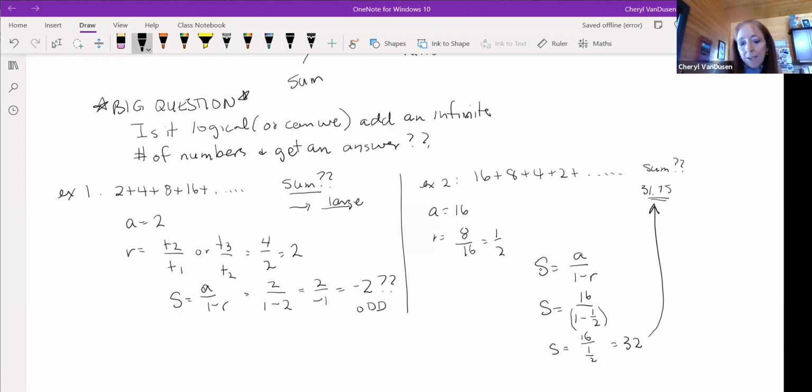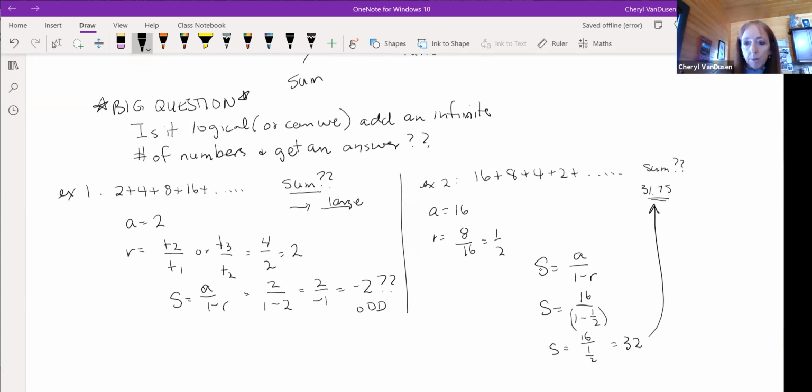Example 2, minus 2 is a ridiculous number. And so, of course, you might be asking, why did I get a ridiculous answer out of this? Well, there are certain values of R that give us an infinite series where we can find an answer to adding all the terms up, and there are certain R values that don't work. You may or may not remember exactly what the R values were, but let's go back and look at this big question that we had talked about. Is it logical, or can we add an infinite number of numbers and get an answer?